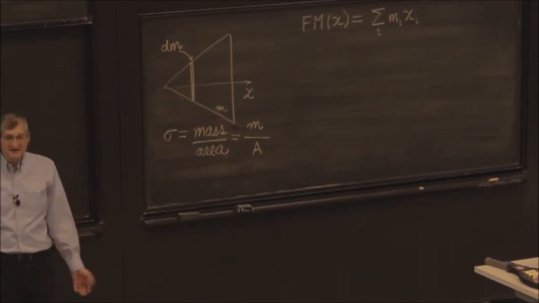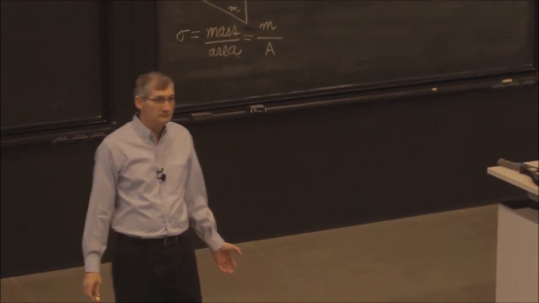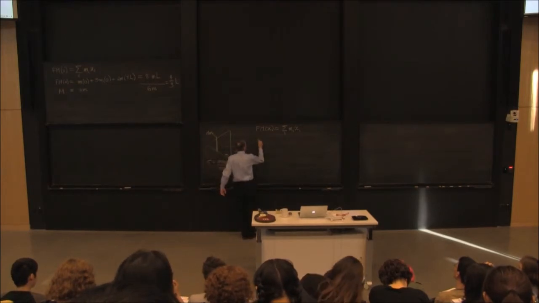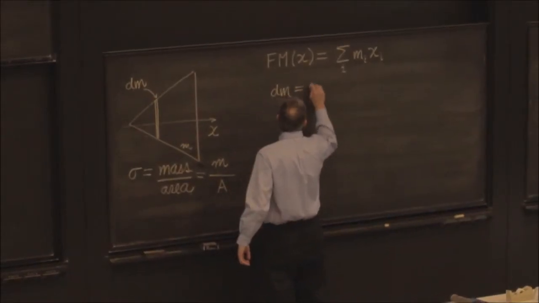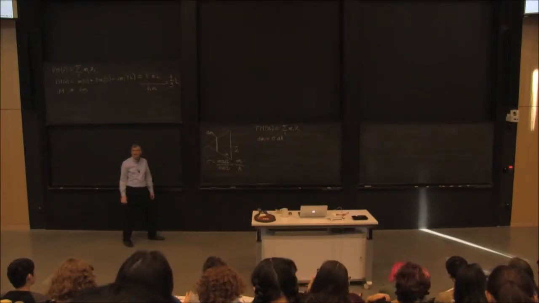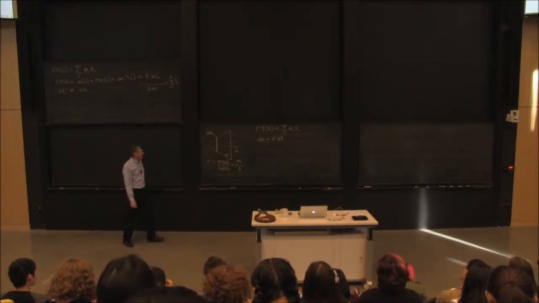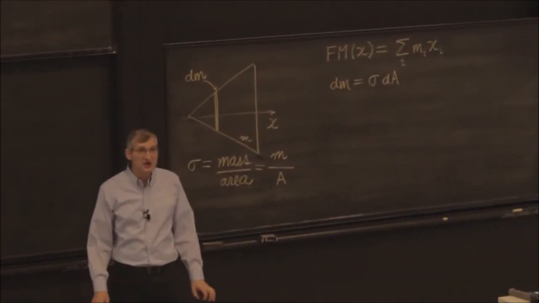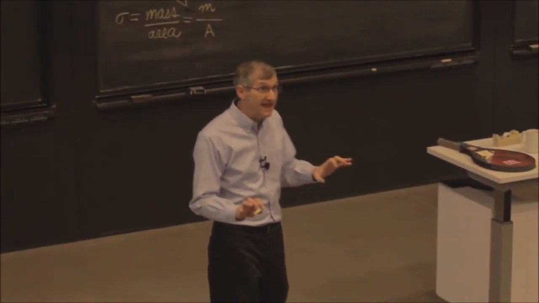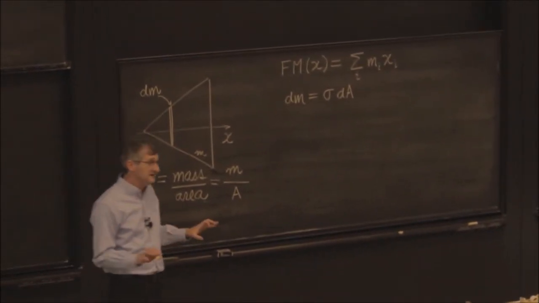And knowing sigma, how would I get dm? I would need to calculate the area of that strip, of that little rectangle. Are we good so far? Okay, so now it boils down to geometry. I have to get an expression for dA. Any volunteers?